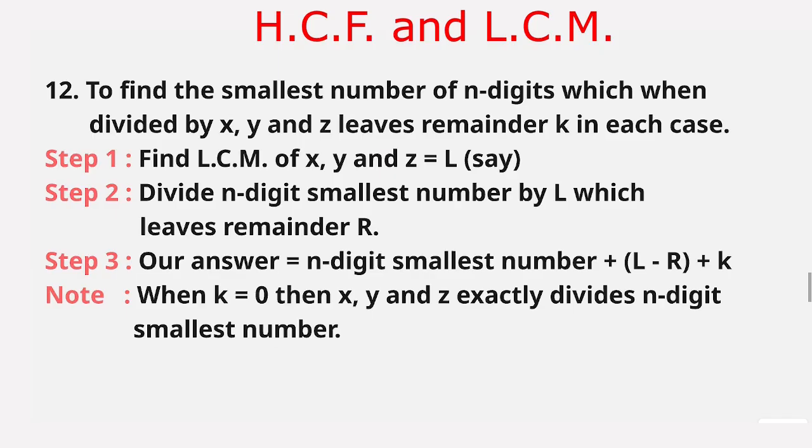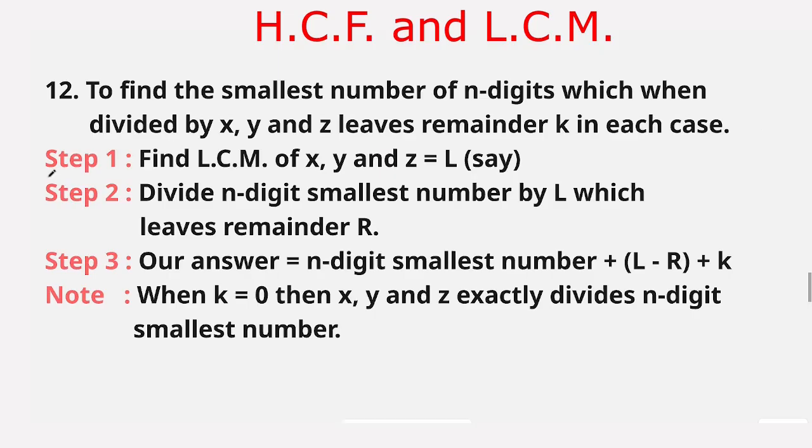Next type of questions which are asked in various competitive exams is of the form given in point 12. To find the smallest number of n digits which when divided by x, y and z leaves remainder k in each case. Now how to solve such type of questions? The steps are given here. First let me explain you the question. We have to find an n digit smallest number which is to be divided by x, y and z and that leaves remainder k in each case. We have to find that number.